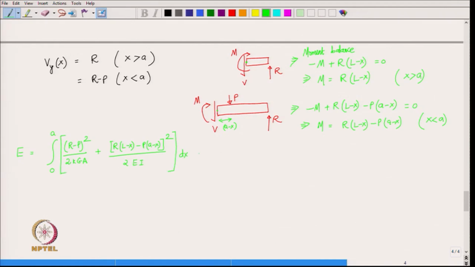Likewise, for the second part, we have plus the integral going from a to L of the energy due to vertical shear force, which is R square by 2 k G A, plus the energy due to bending moment. So, that is big R into L minus x, whole square, divided by 2 E I, and then we integrate it.